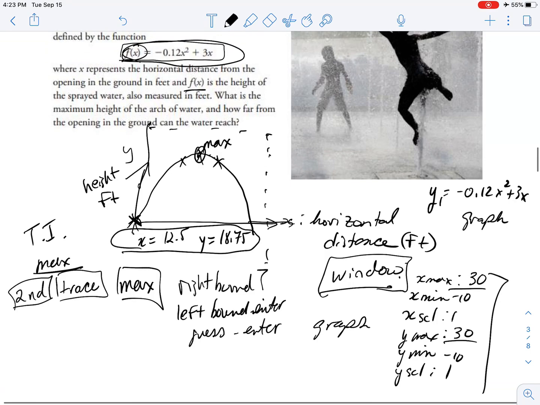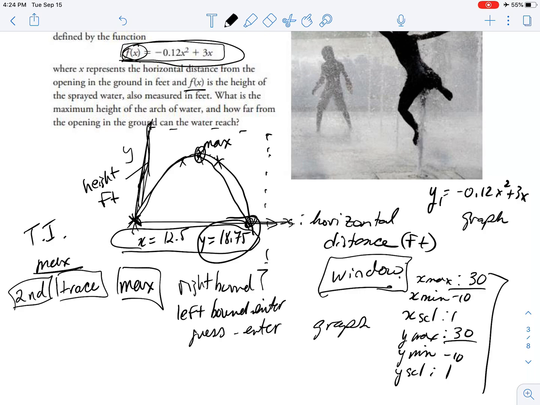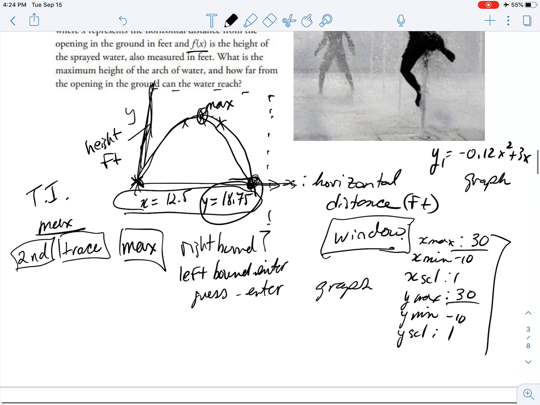So what does that tell me? What is the maximum height of the arch of water? Well, the height is the y-axis. So this is the maximum height. And how far from the opening can it reach? So how far does the water go? Okay, I want to find this point over there. So that point over there, I'm going to look for something else.